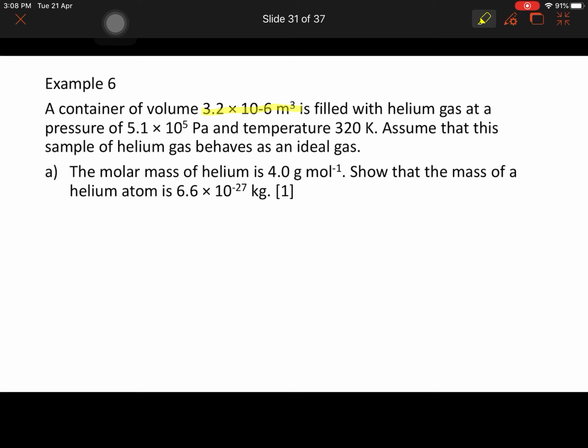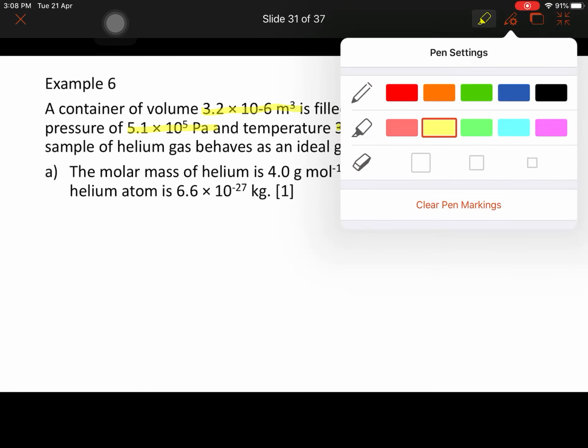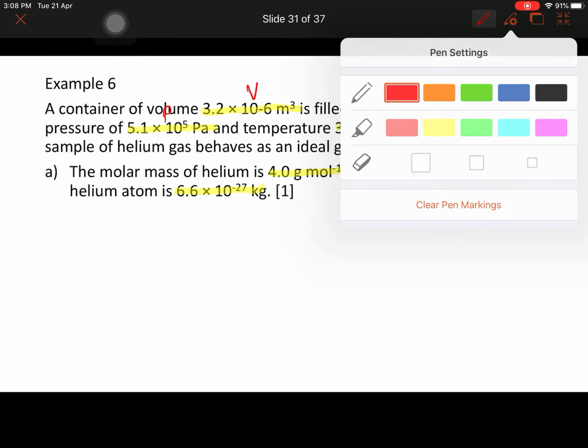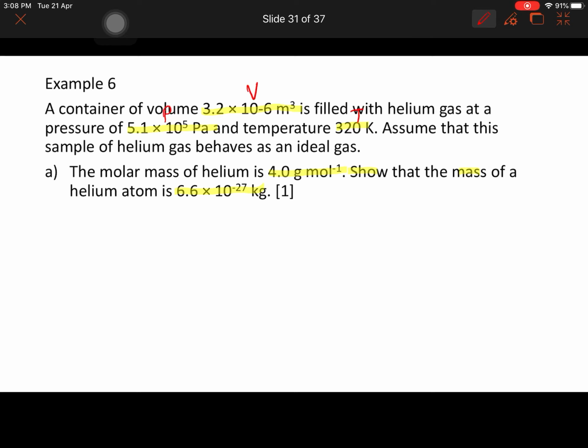So they gave us the volume, they gave us the pressure, they gave us the temperature. Always label what is given. Volume, pressure, temperature. What else did they give us? They give us molar mass. They asked us to show that the mass of the helium atom is 6.6 times 10 to the power of minus 27 kg. So how do I show that?